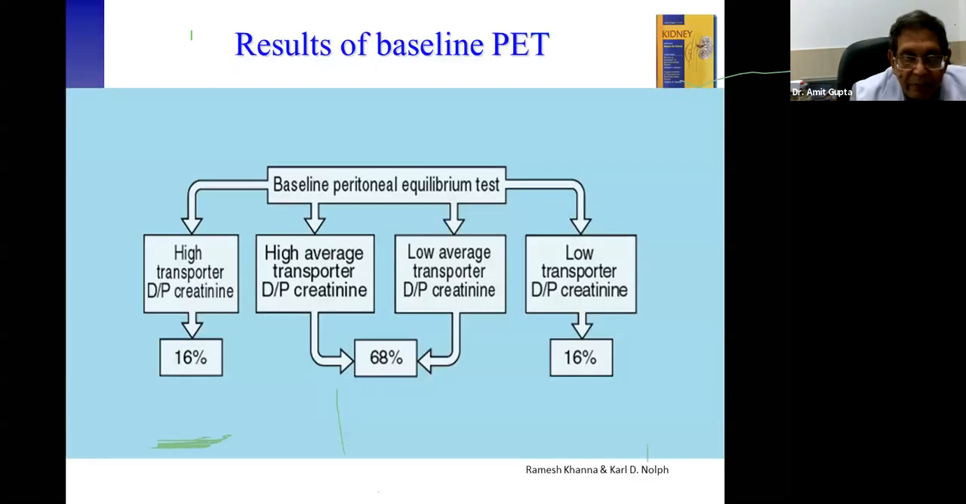So based on the baseline PET, if you have a high transporter, where the D/P creatinine is more than, as I mentioned earlier, 0.81, these are about 16% of the total patients. The majority of the patients are either high average or low average, and roughly 16% are in the low transporter category.